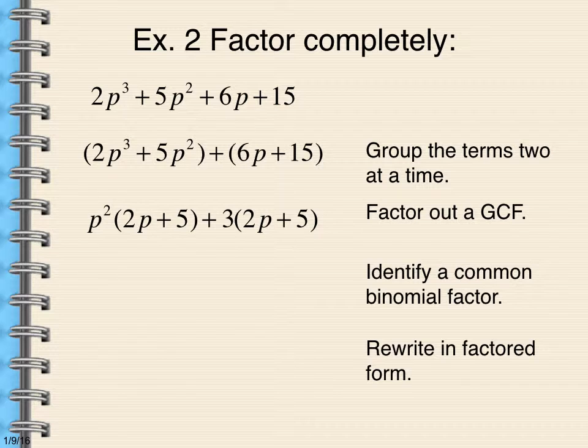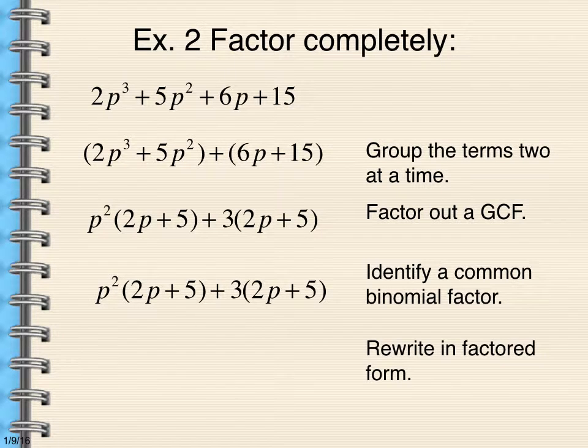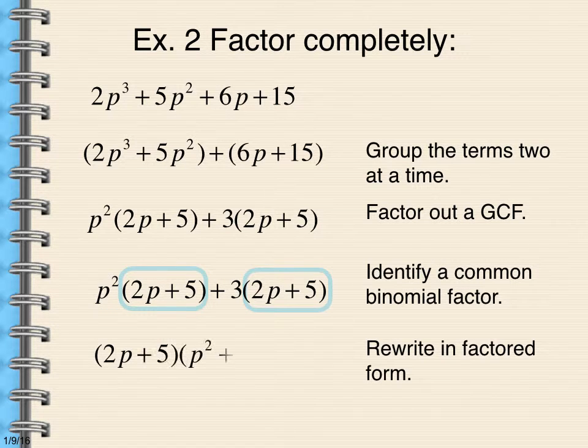Notice there was a p squared that we factored out of the first group, and there was a factor of 3 common to both terms in the second group. The common factor that we're going to identify is this 2p plus 5. We'll factor that out and rewrite the expression as 2p plus 5 times p squared plus 3. So the original polynomial with 4 terms can be represented as a multiplication problem in factored form, 2p plus 5 times p squared plus 3. And we use factoring by grouping.